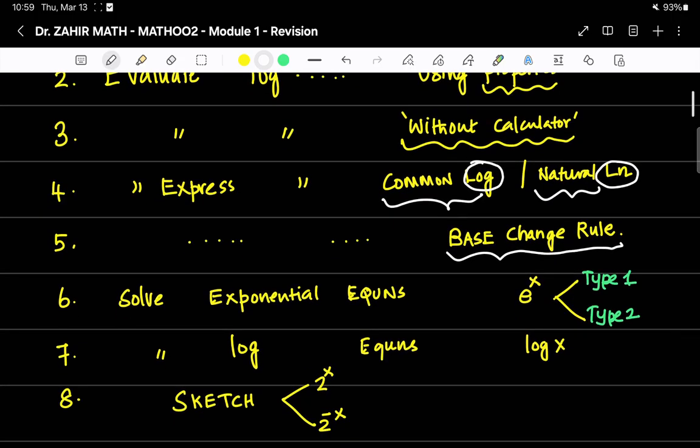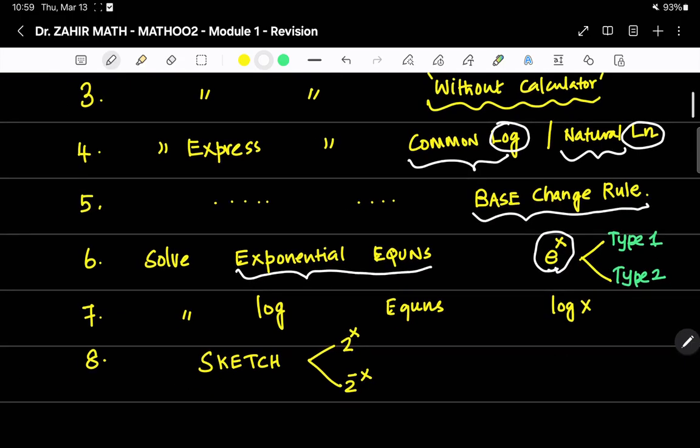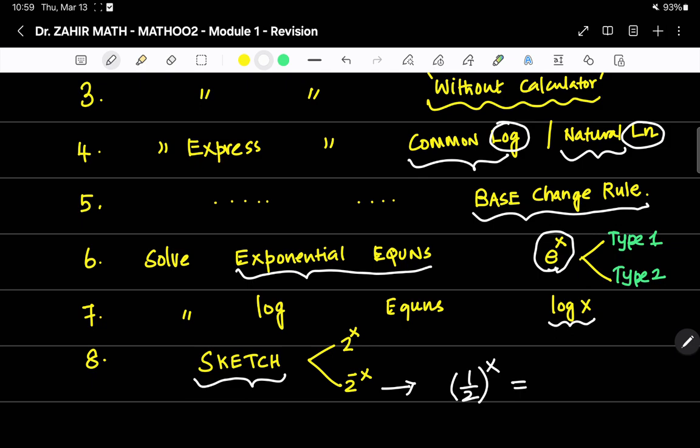Next, I'm going to teach you solving exponential equations. There are 2 types. Let me explain what are the 2 types while I'm doing the questions. Next one is I'm going to solve logarithmic equations. That means it has an equation like log x is equal to log x plus 2, something like that. Finally, I'm going to do sketch, which is 1 is power x, 1 is power minus x. This can also be given in the exam: 1 by 2 to the power of x, which is nothing but 2 to the power of minus x.